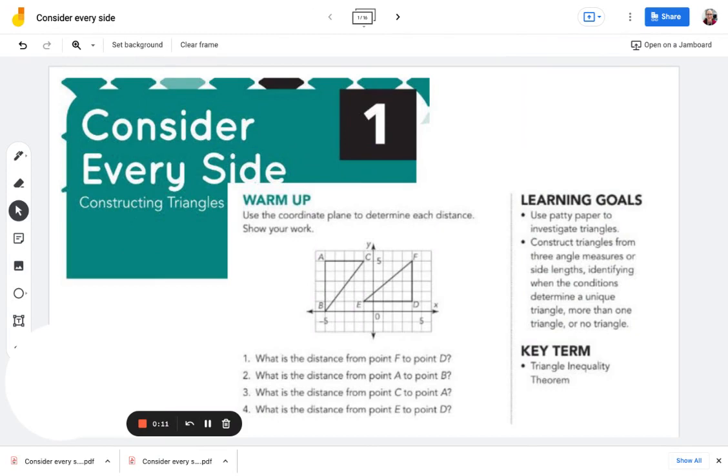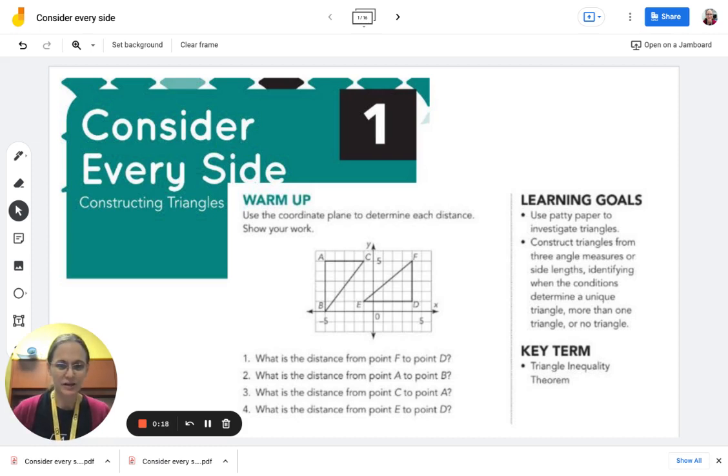Hello, and welcome to math class. Today we're going to be looking at triangles and talking about what type of side lengths can make a triangle. And you have a warm-up here. Your warm-up says to use the coordinate plane to determine each distance and show your work.